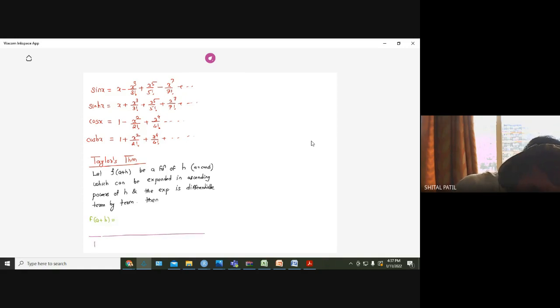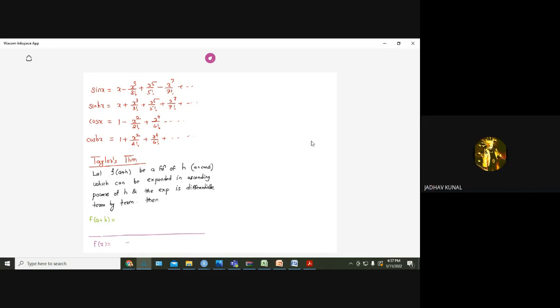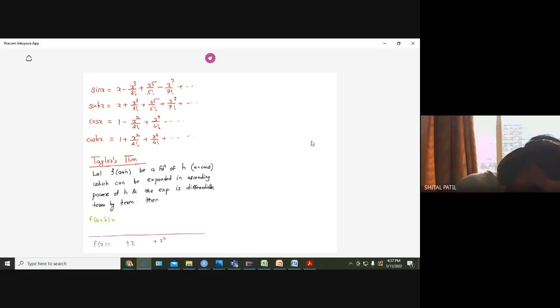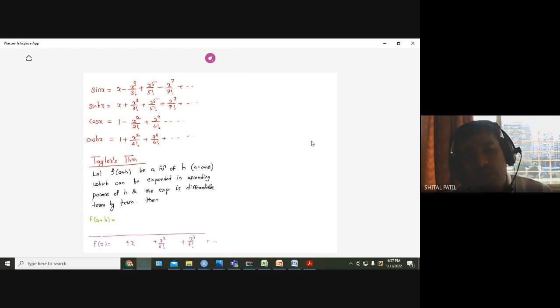f of x we have written as an expansion in powers of x. So it was written like this: f of 0 plus x f dash of 0 plus x square divided by 2 factorial, just 1 minute, x cube divided by 3 factorial, and so on. These are the variables. Now we have to decide the coefficients. We have to decide the constants.